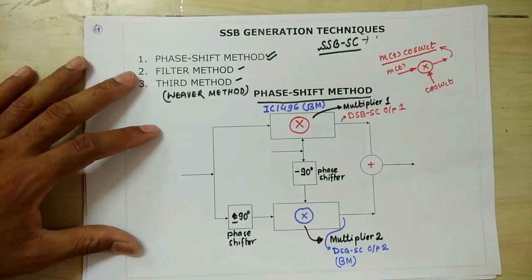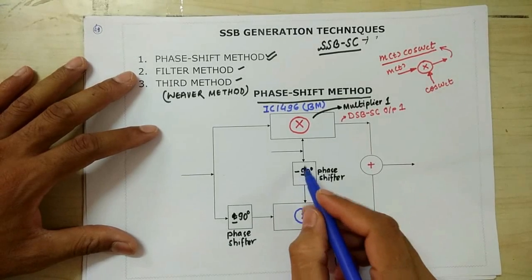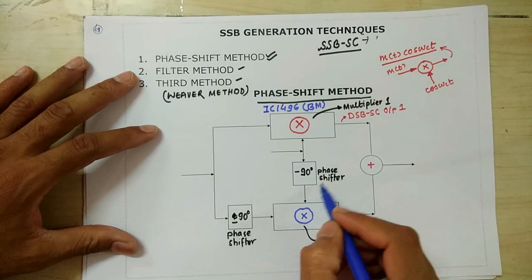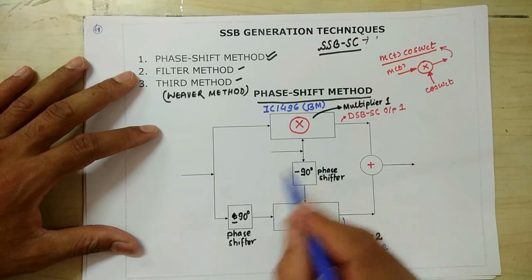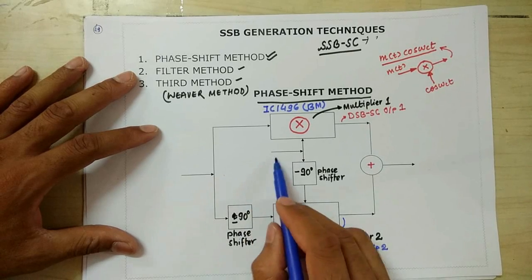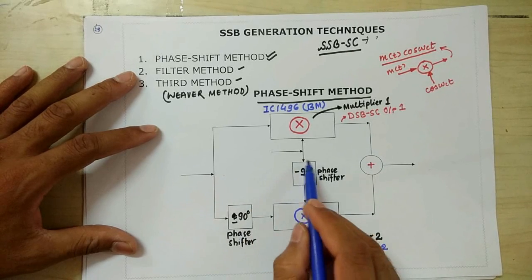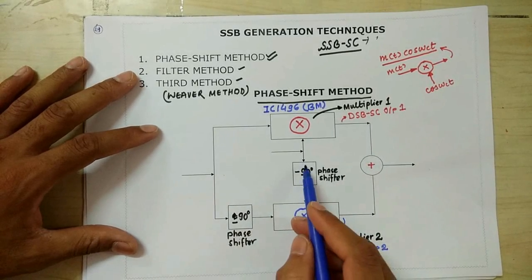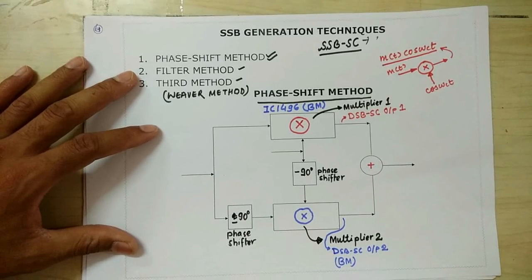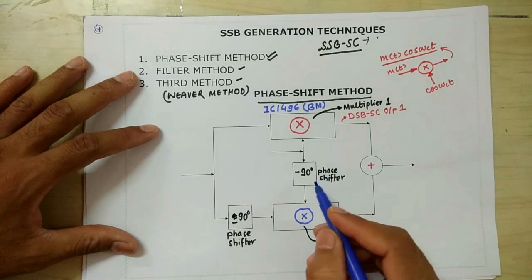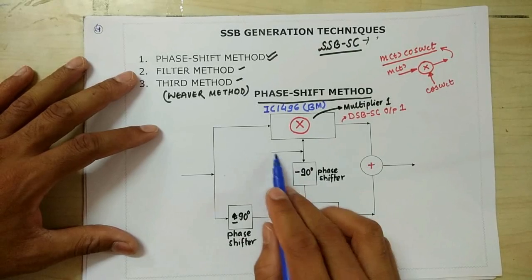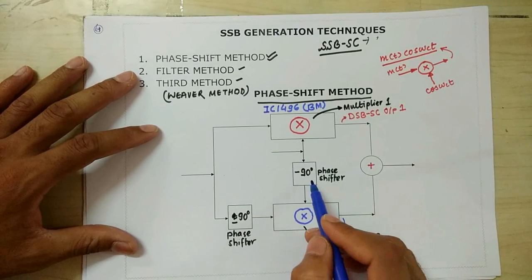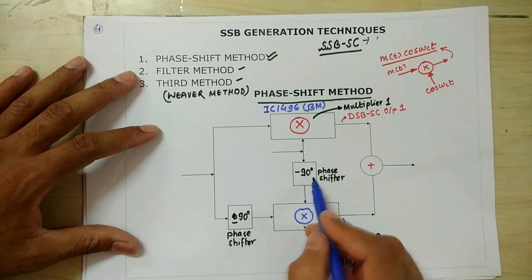Now we have two other blocks, which are minus 90 degree phase shifters. If you see, this is a minus 90 degree phase shifter. So whatever signal we give to the input of this phase shifter, it is going to add minus 90 degrees to that signal. It is not going to change the amplitude or the gain of the signal, but it will shift the signal phase by minus 90 degrees.